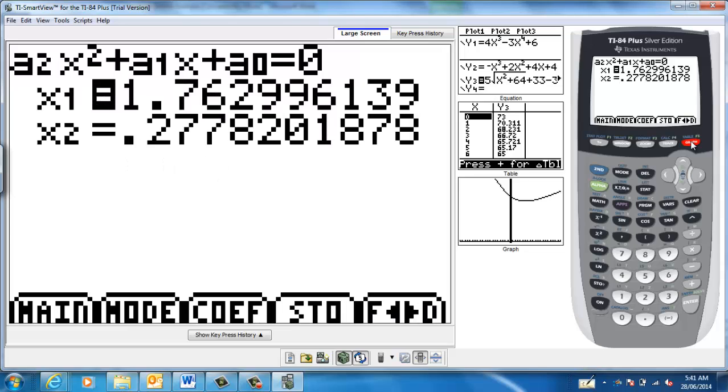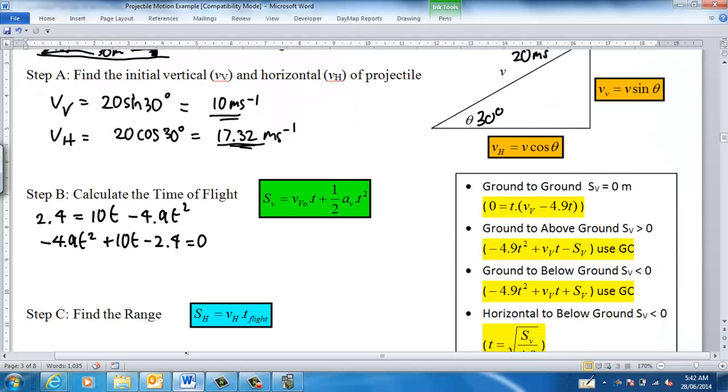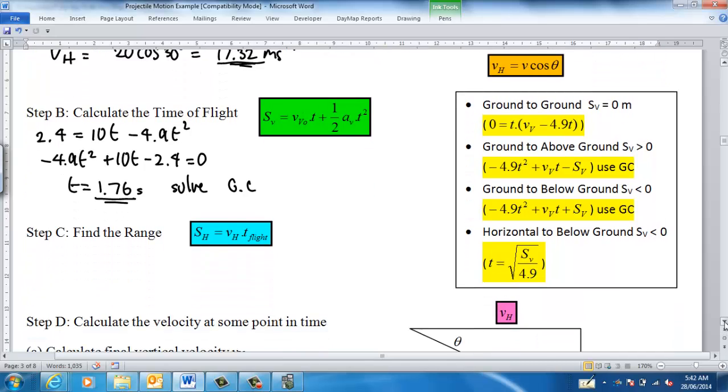Now you're going to get two values here. The value we're looking at is 1.76. That's the value we're looking at, where it's going to be near the hoop. If we write that down, therefore t is equal to 1.76 seconds. That's all I really want to get. You don't have to do any more than maybe solve on your graphics calculator. But it's not a maths question, it's a physics question.